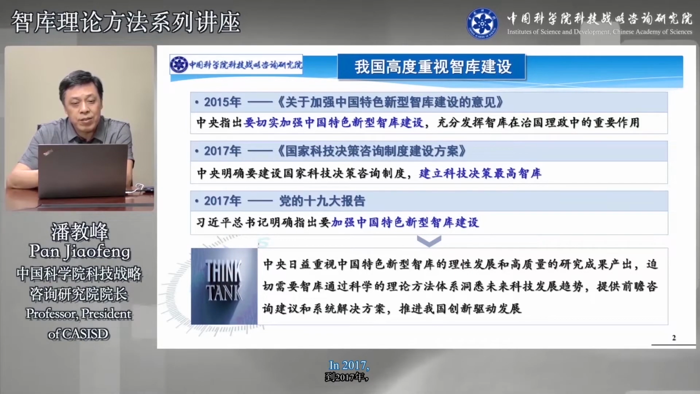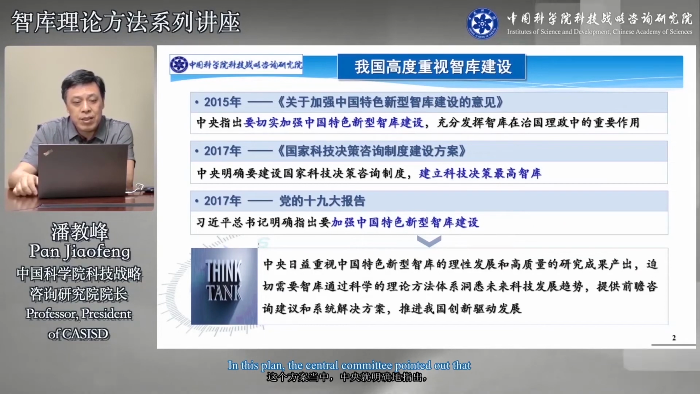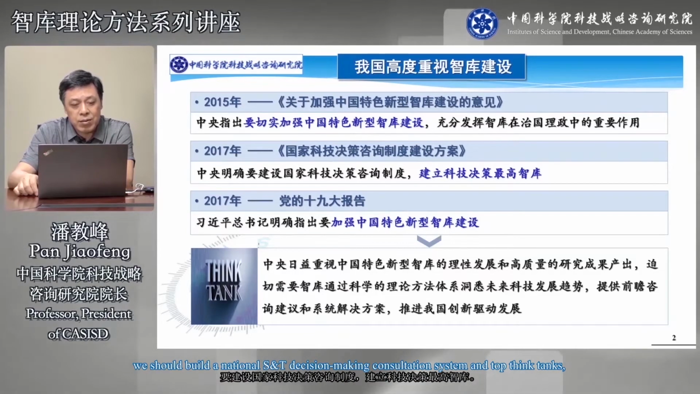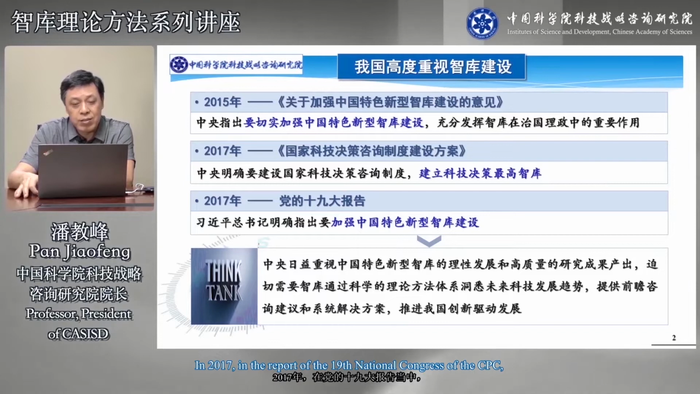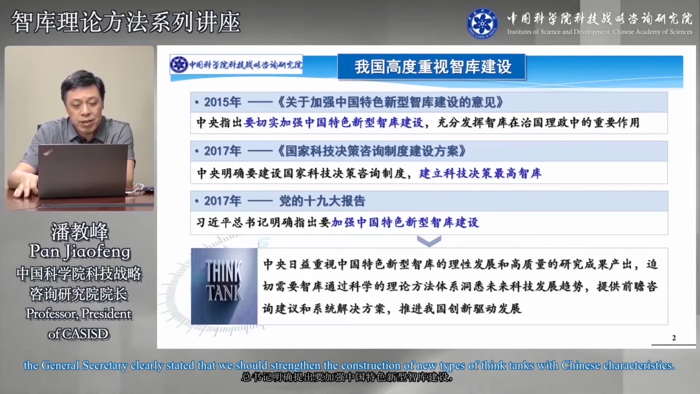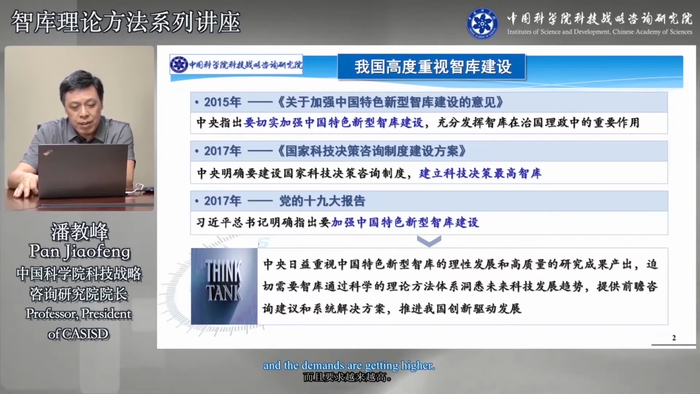In 2017, the state issued the construction plan of the National Science and Technology Decision-Making Consultation System. In this plan, the Central Committee pointed out that we should build a national science and technology decision-making consultation system and top think tanks. So there are higher requirements for think tanks. In 2017, in the report of the 19th National Congress of the CPC, the General Secretary clearly stated that we should strengthen the construction of new types of think tanks with Chinese characteristics. We can see that the requirements for think tanks are consistent and the demands are getting higher.